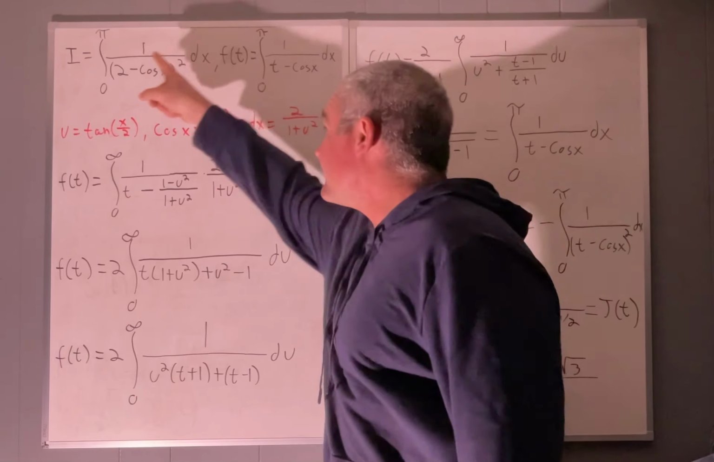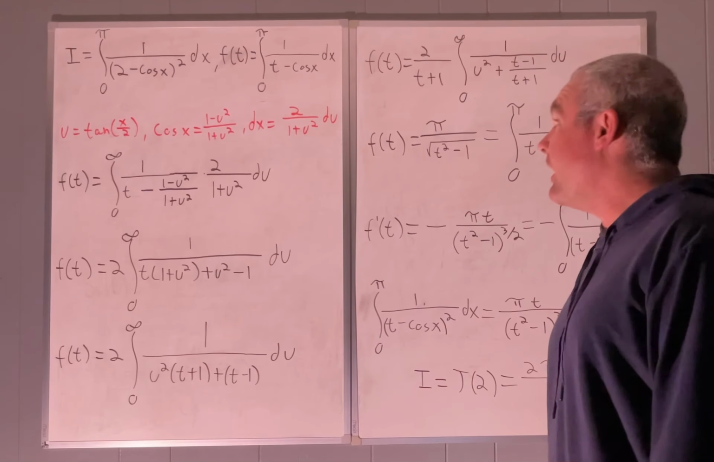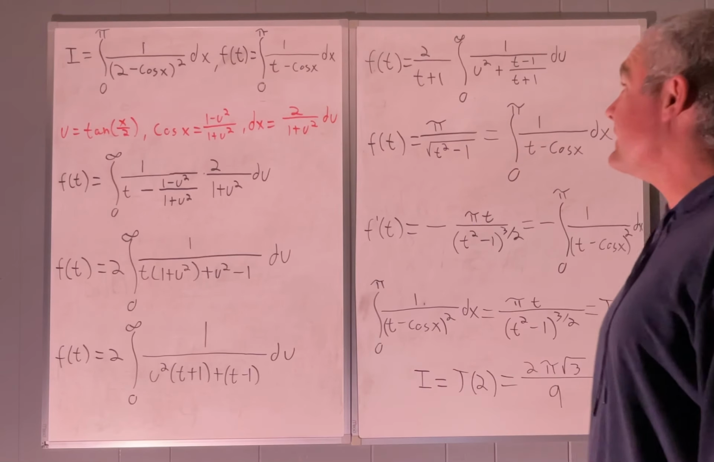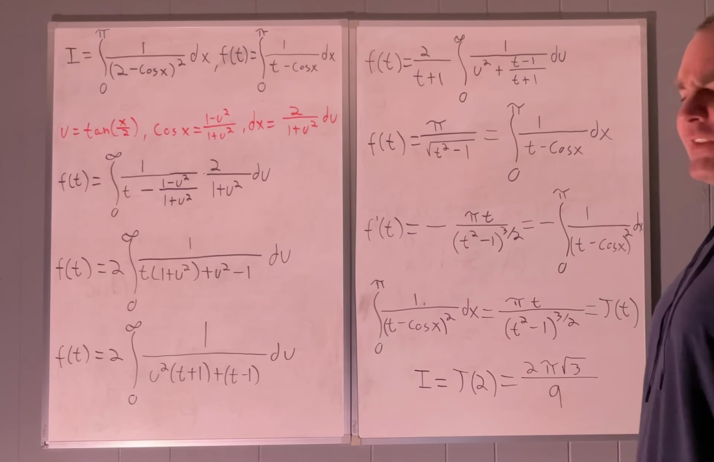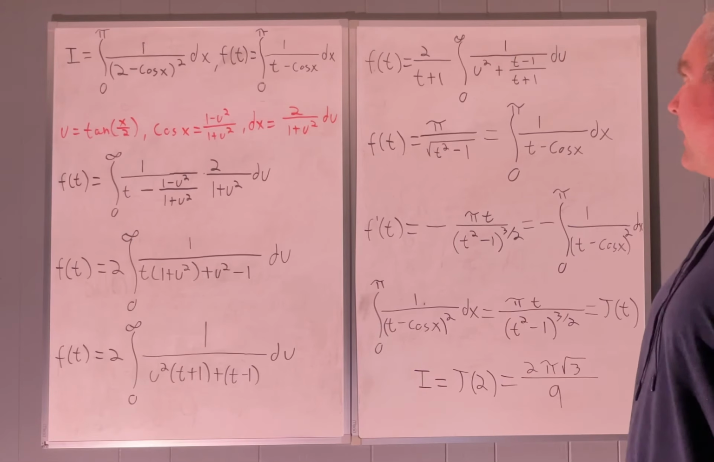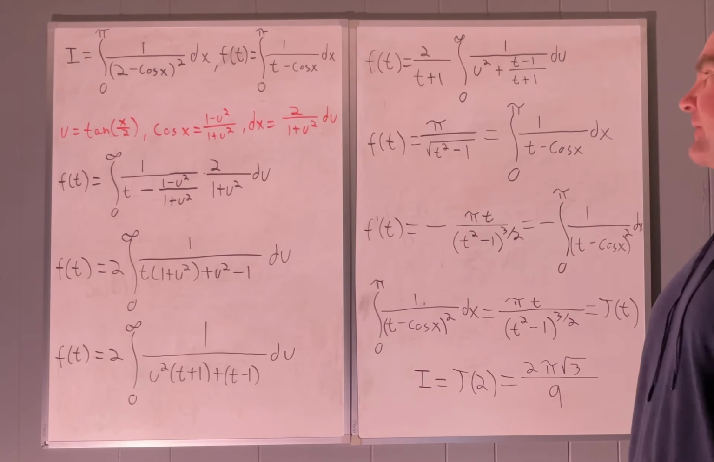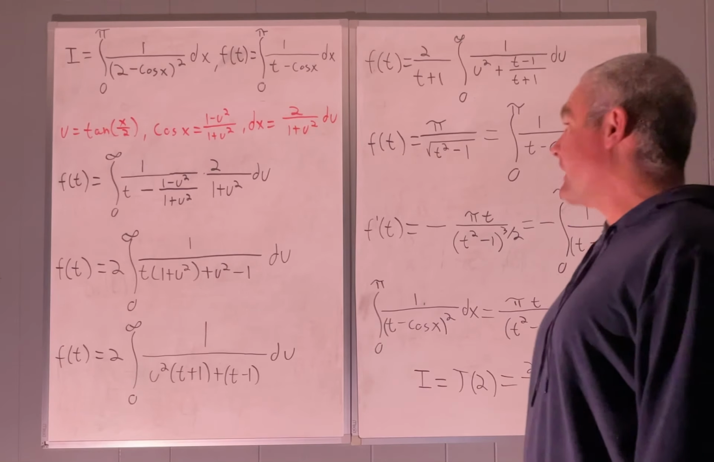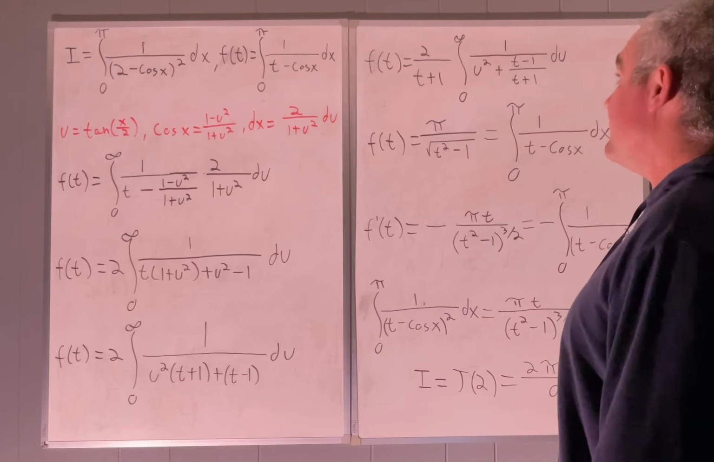We'll be evaluating the integral from 0 to pi of 1 over (2 minus cosine of x) all squared dx. I think you can do this one without Feynman integration, but it's pretty difficult, I think. I didn't actually try, but it seems like it would be.